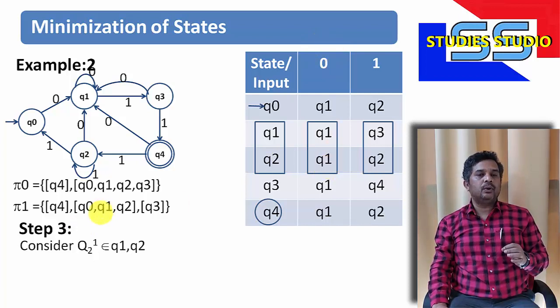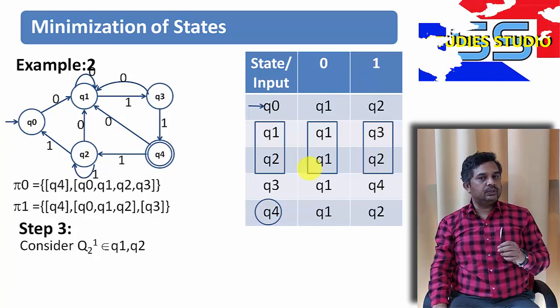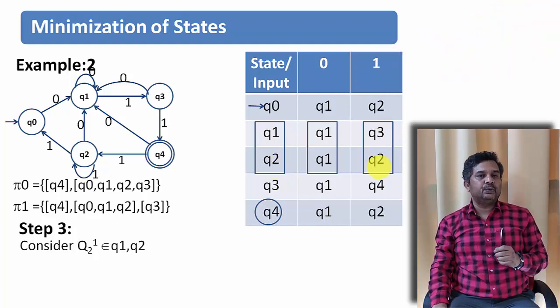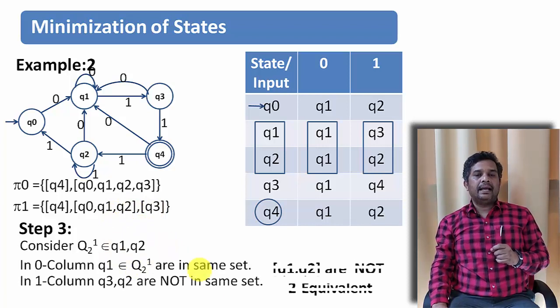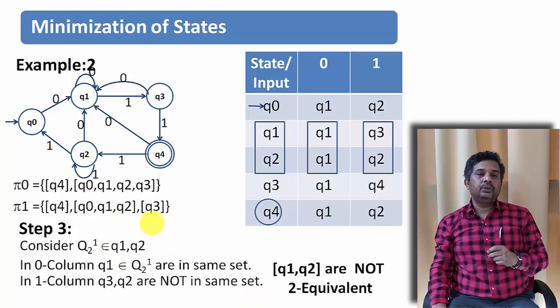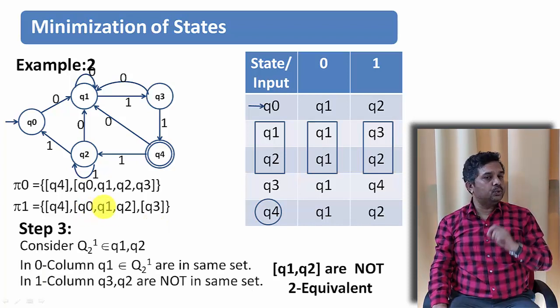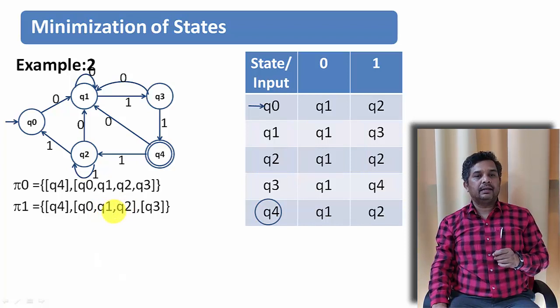So Q1 and Q1 belong to this partition. Q1 on 1 is Q3 and Q2 on 1 is Q2. So Q2 is in this partition, Q3 is in this partition. So I can say that Q1 and Q2 are not 2-equivalent. So what we got? Q0 and Q1 are not 2-equivalent and Q1 and Q2 are not 2-equivalent.